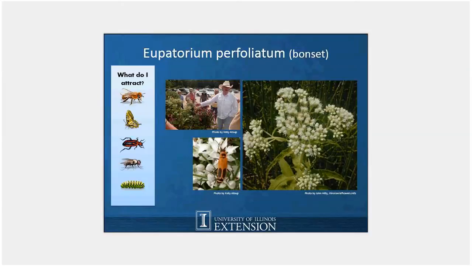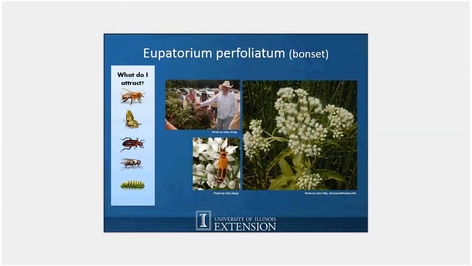The nectar and the pollen of the flowers attract many kinds of insects, including bees, flies, wasps, butterflies, beetles. You see here, that's the goldenrod soldier beetle on a white flower. And the caterpillars of various moth species are known to feed on this plant.